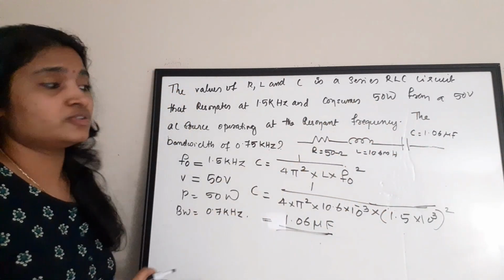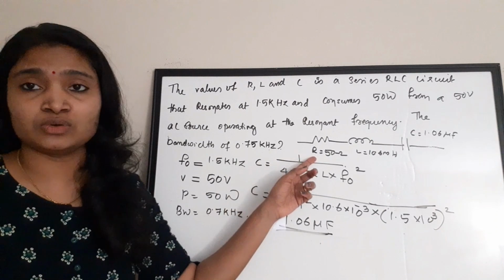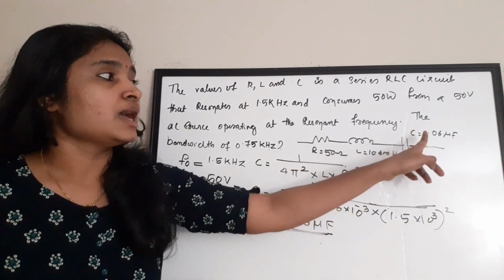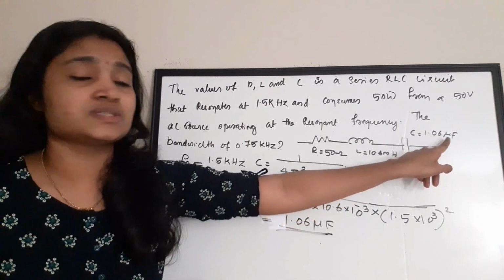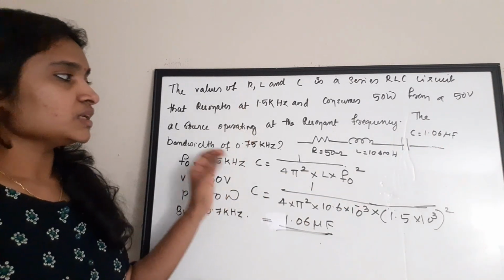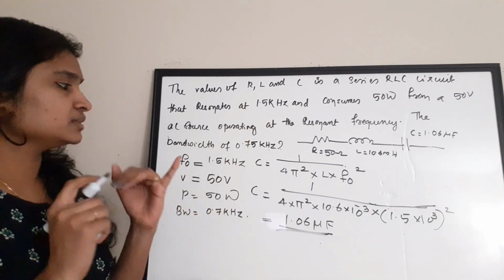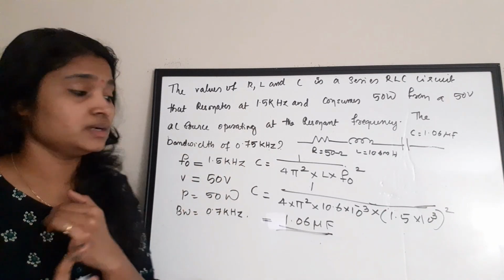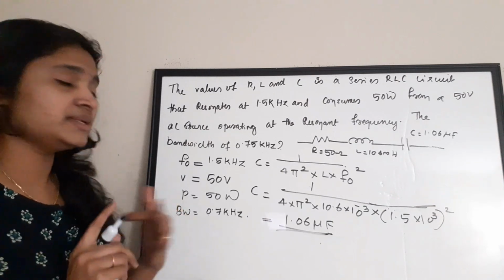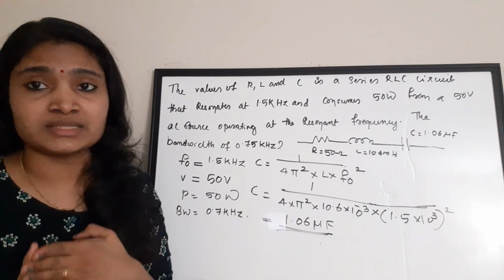So the value of R is obtained as 50 ohm, the value of L is obtained as 10.6 millihenry and C is obtained as 1.06 microfarad. So how to solve this question? The values given in the question: the voltage source value is given, the power consumption of the circuit is given, bandwidth is given and also the resonant frequency is given.